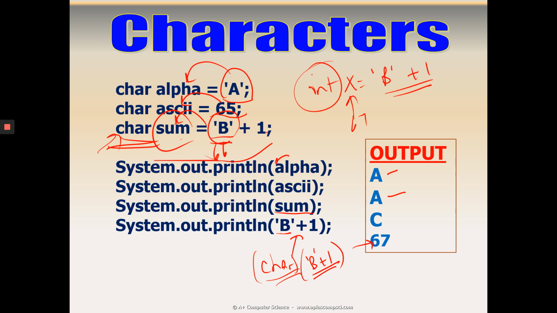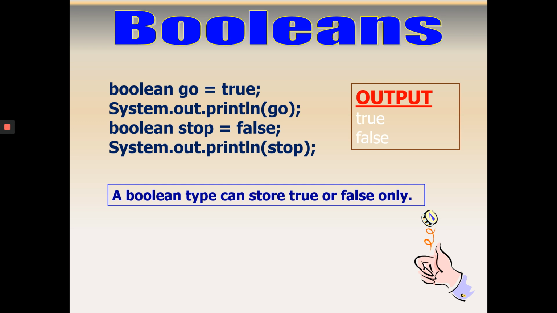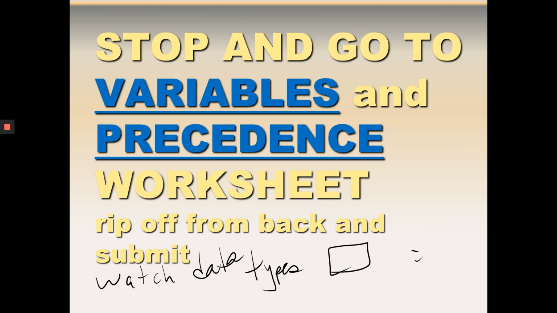Here, I could typecast this into an int. I could put int in front of alpha, and it would typecast that into 65. So you can typecast with ints and chars, and you can typecast with ints and doubles, but they're two separate groups, and that's all you can really typecast to. You can't use it with strings or anything like that. So, all right, Booleans are simply true or false. That's what prints out to the screen, true or false.